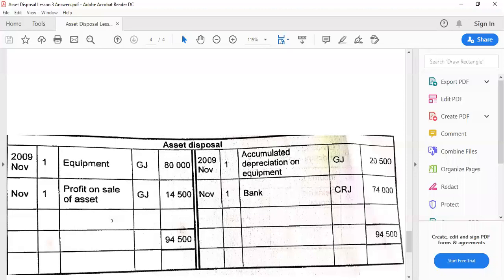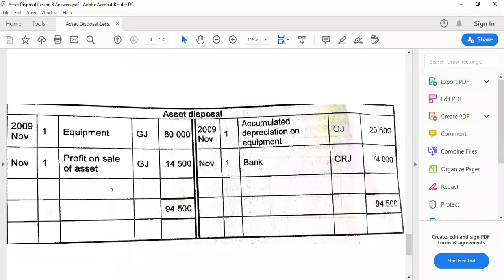Okay, so how you get the balance for this account is you look at which side is greater. This profit on sale of asset is not here usually. Because this account is already drawn up for us, that's why it's here. But when you initially draw up this account, this is the balancing figure. Why? Because we're going to see which side is greater.